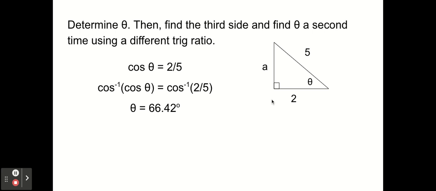All right, so we're done with solving the angle part. And if I have this angle, right, subtract it from 90, I'll get this angle. So that's pretty easy. But it's not part of the problem. All right, so now let's actually find this third side.